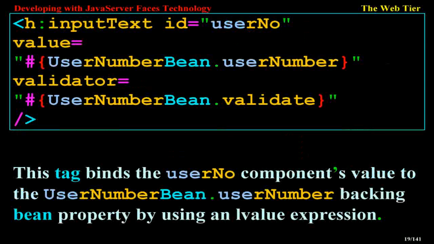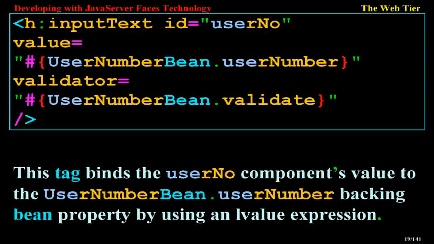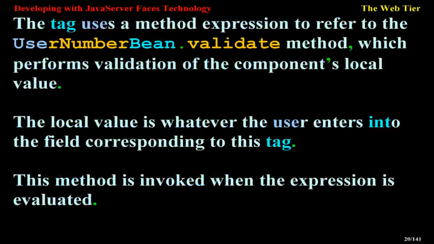<h:inputText id="userNo" value="#{userNumberBean.userNumber}" validator="#{userNumberBean.validate}" /> This tag binds the userNo component's value to the userNumberBean userNumber backing bean property by using an lvalue expression. The tag uses a method expression to refer to the userNumberBean validate method, which performs validation of the component's local value.